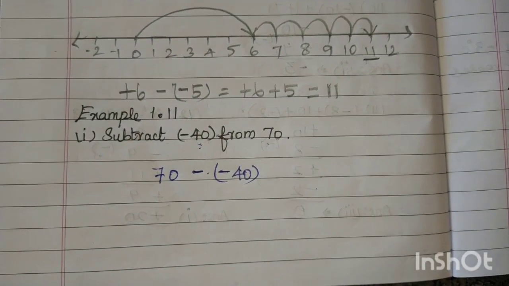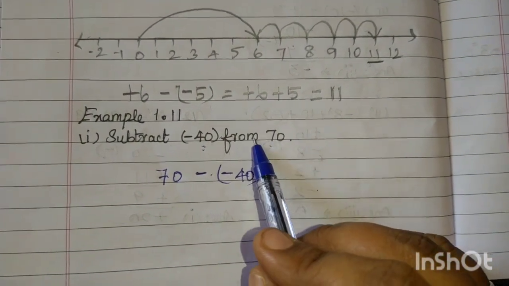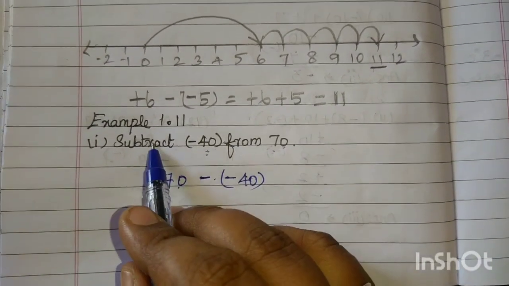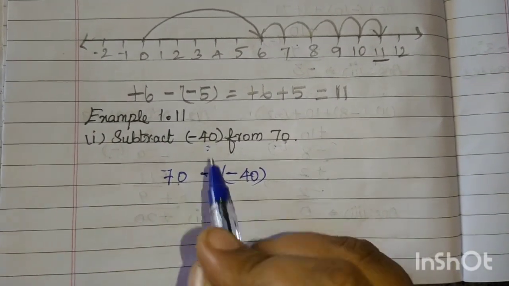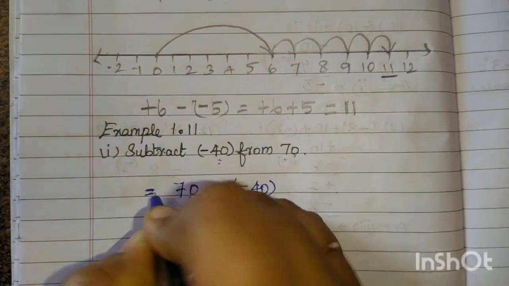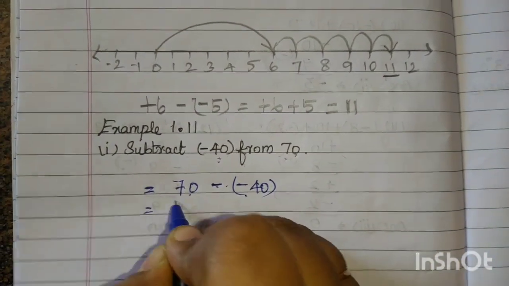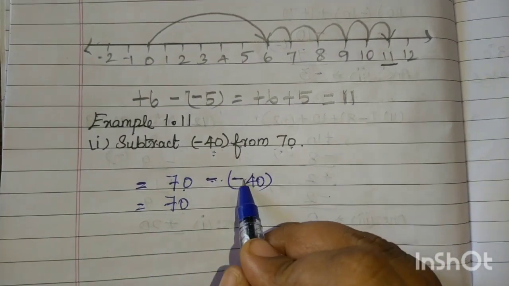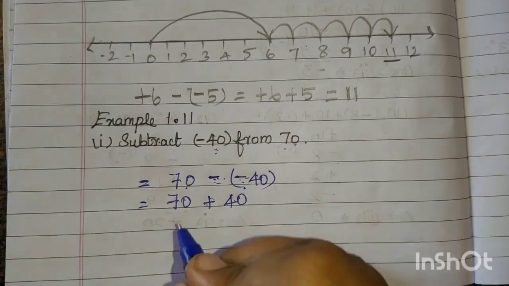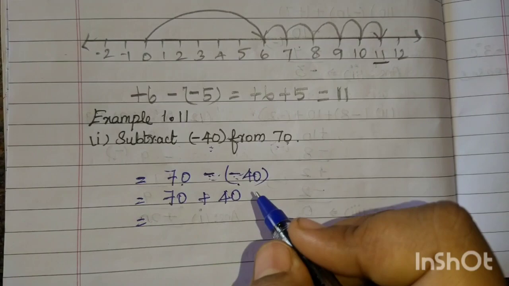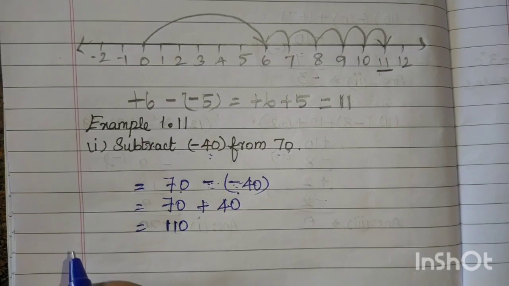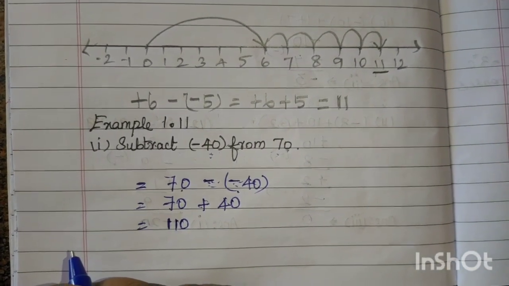Are you clear, children, why I am writing this? From the next, what number is there? 70 is there, so that number should come first. This is a subtraction, so I give the minus here. After that this number is minus 40. Before that you give the equal to sign. After this 70, minus into minus is plus, after this 40. So 70 plus 40 is 110. Are you clear on this example?